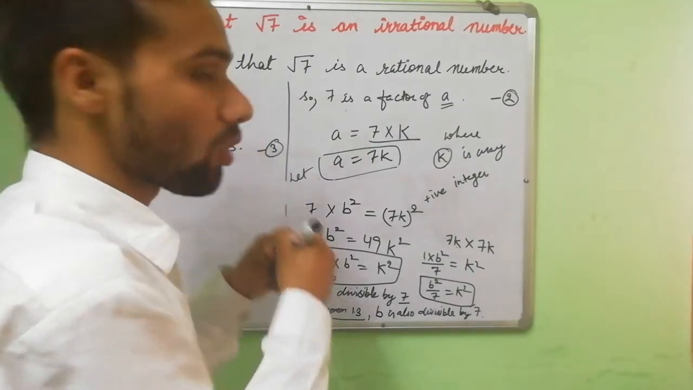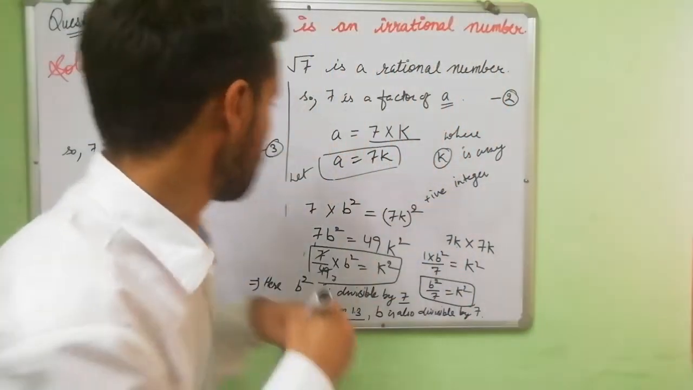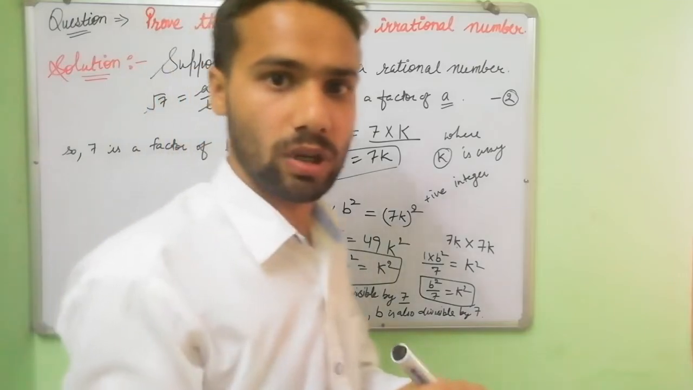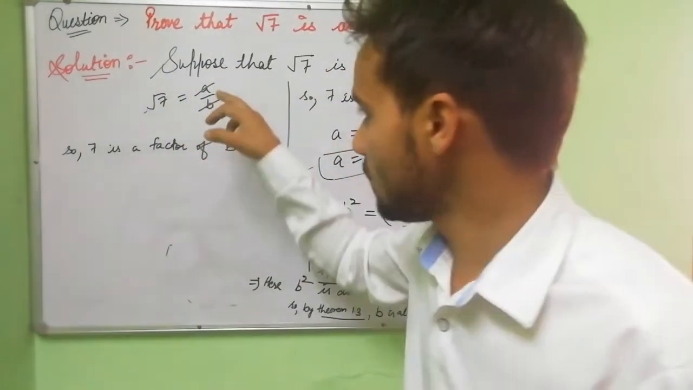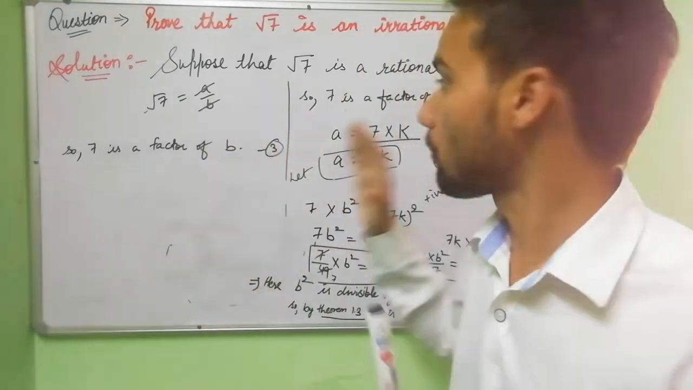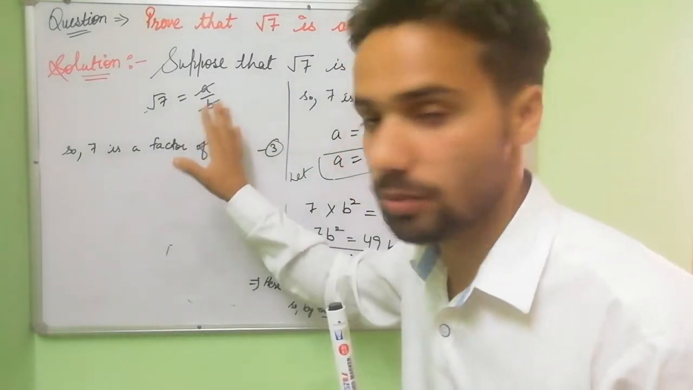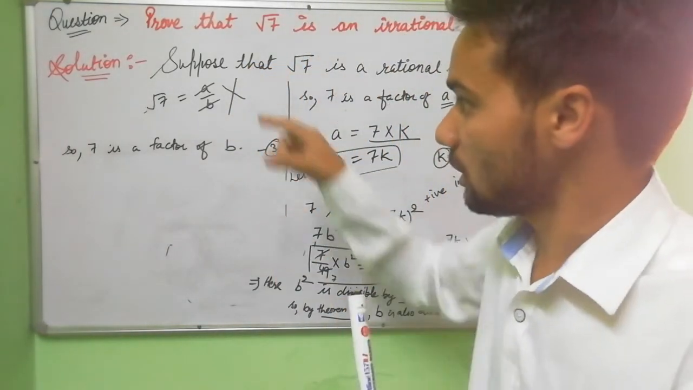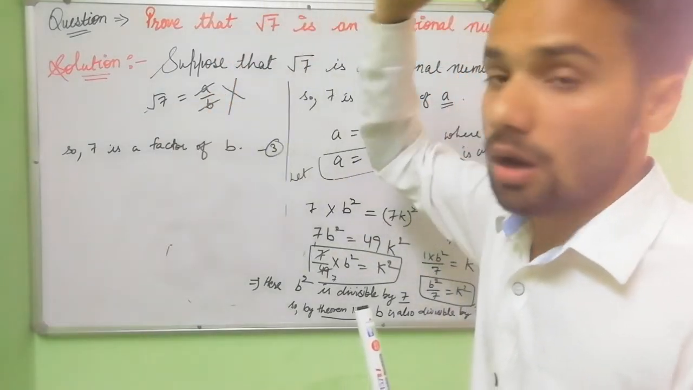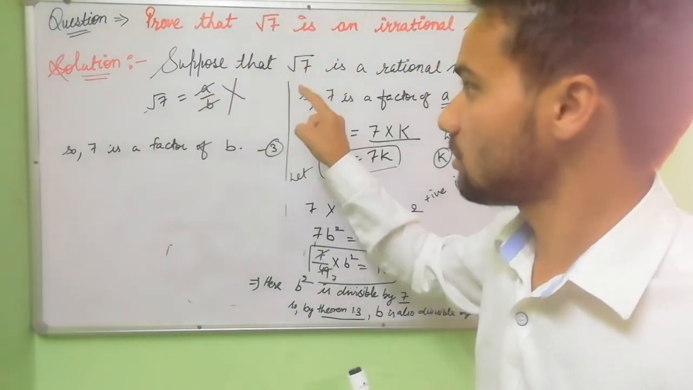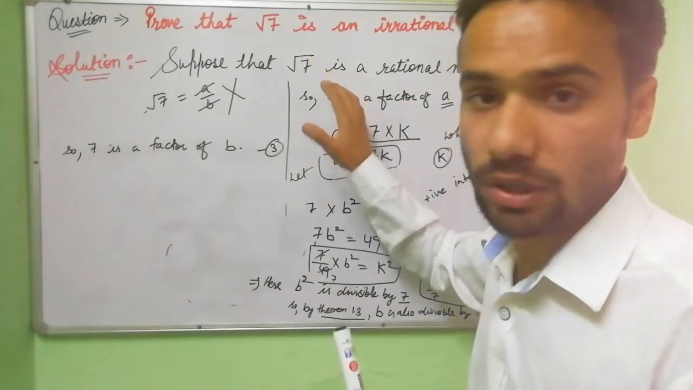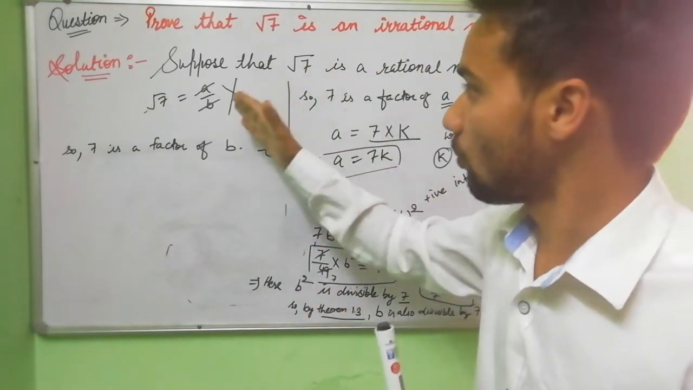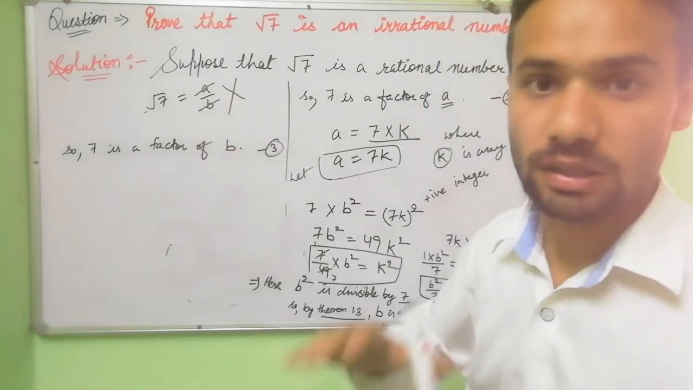That means these two numbers are not co-prime. Co-prime means they have only one common factor, that means they cannot be reduced. So these two integers which we called co-prime are not co-prime. If these are not co-prime, this is the contradiction. Contradiction means whatever I supposed here becomes wrong. I supposed this is a rational number, but it represents that this is not a rational number.